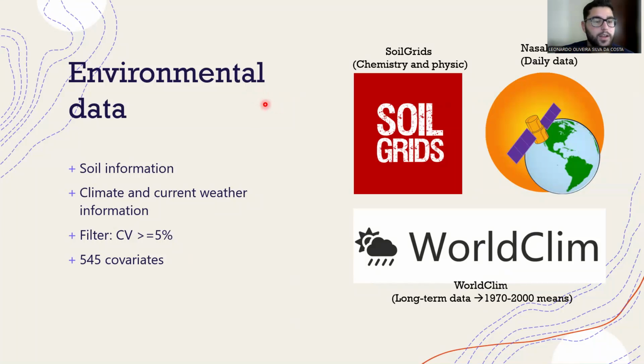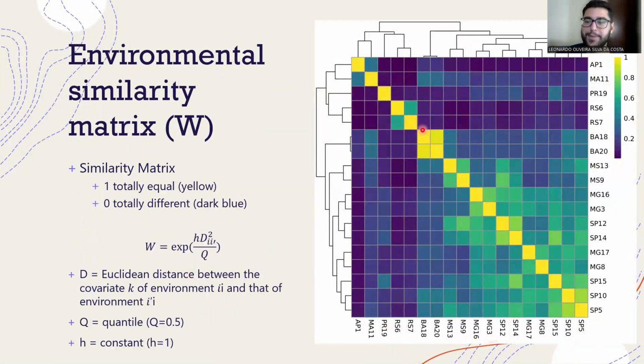The environmental data was obtained from two different databases, SoilGrids and NASA Power. The soil information came from SoilGrids, and the climate and current weather information, which cover the growth period, were obtained from NASA Power, and we applied a filter. In the end, we have 545 covariates that we use to construct this matrix here. This matrix shows the relation between the environments, and it will bind all the environments together, mainly for prediction.